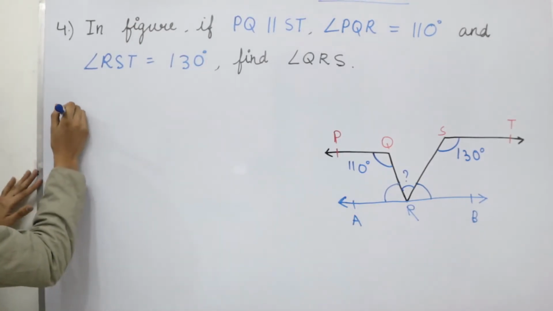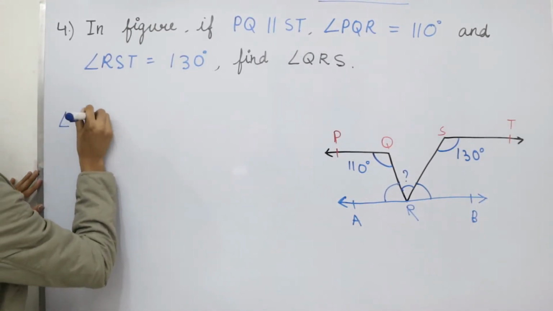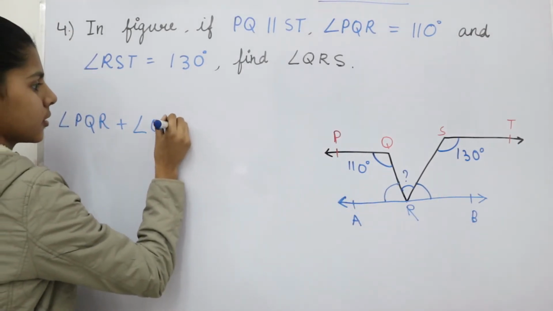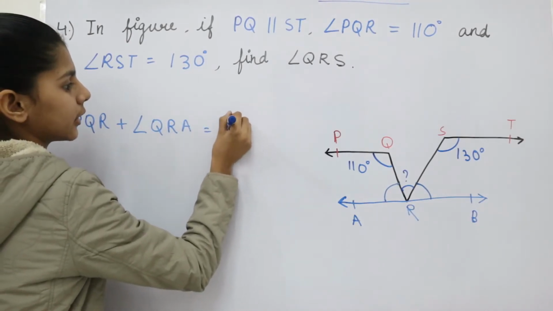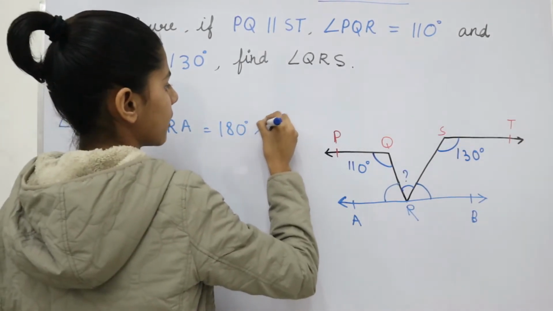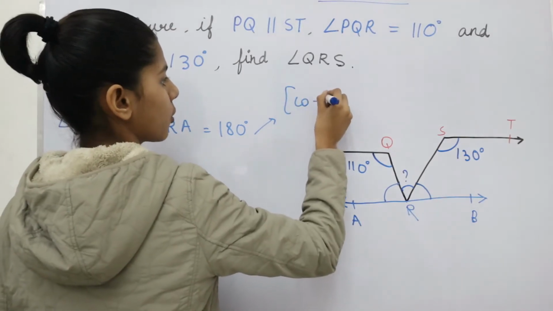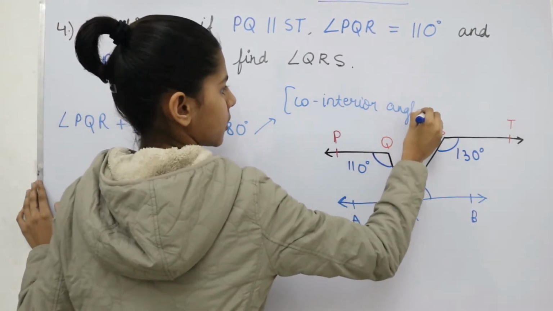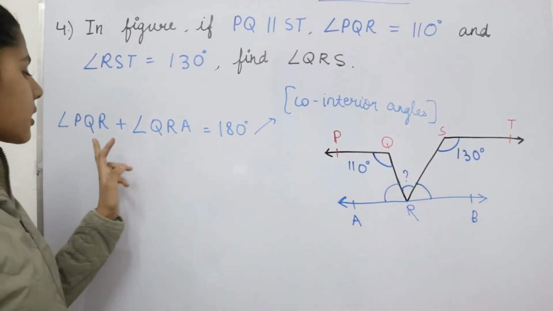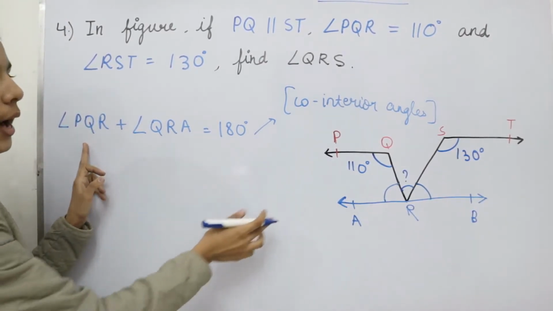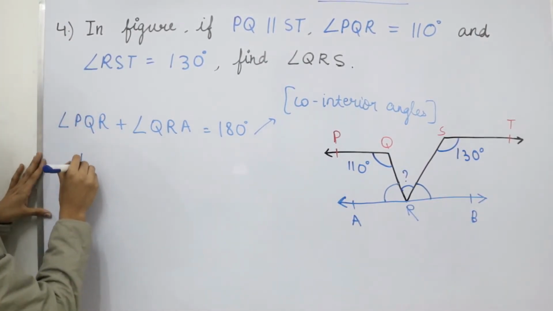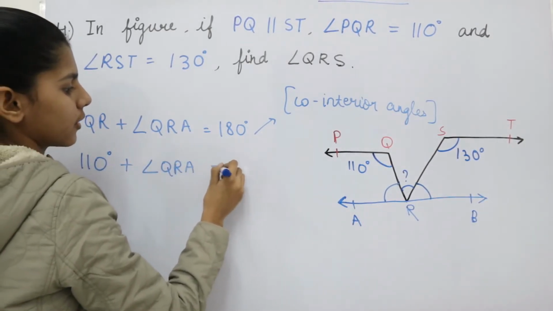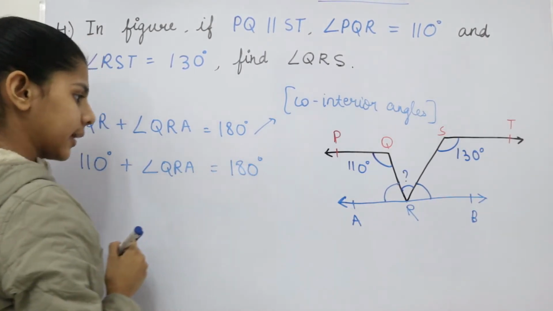So we can say that angle PQR plus angle QRA is equal to 180 degree. Why? Because they are co-interior angles. So the property here is that they are co-interior angles. Fine. Now the sum of both will be 180 degree. So PQR is 110 degree. So we will write 110 degree plus QRA, which we have to calculate, so we will write it as it is, and equal to 180 degree.